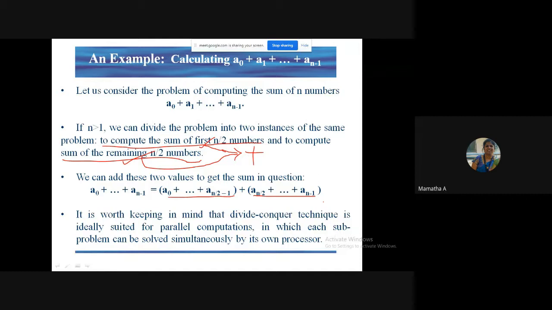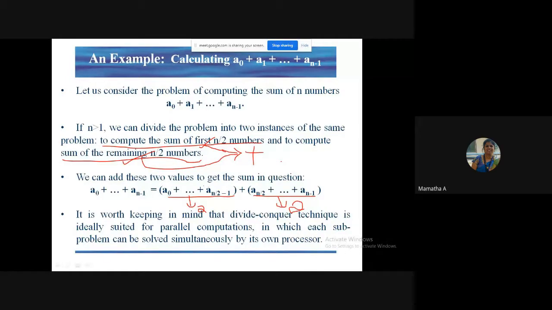Now, this divide and conquer, basically the algorithms that we write will be suited for parallel computations. I hope in the beginning I would have told you, parallel algorithms are those wherein problems are solved simultaneously by different processes. So I can give this subproblem to one processor and this subproblem to another processor, wherein both will compute simultaneously and my time is reduced here.